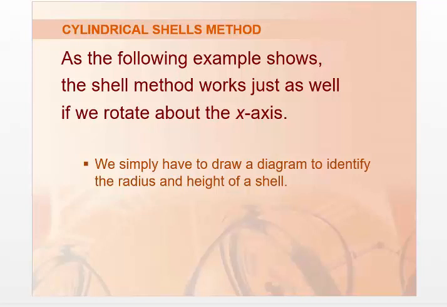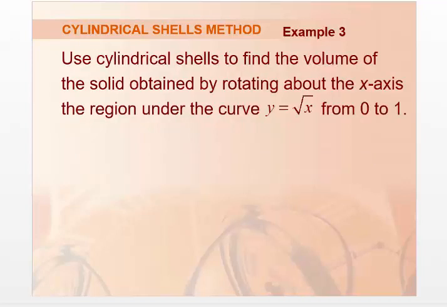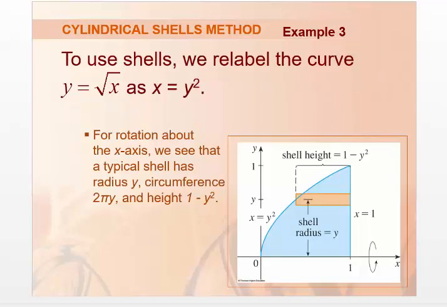All right. So let's draw the diagram to identify the height here, and you'll see. Okay, so use cylindrical shells to find the volume of the solid obtained by rotating about, this is important, the x-axis, all right, the region under the curve y is equal to square root of x from 0 to 1. Okay, so to use shells, we labeled the curve. So here's the curve. Y is equal to the square root of x, all right?